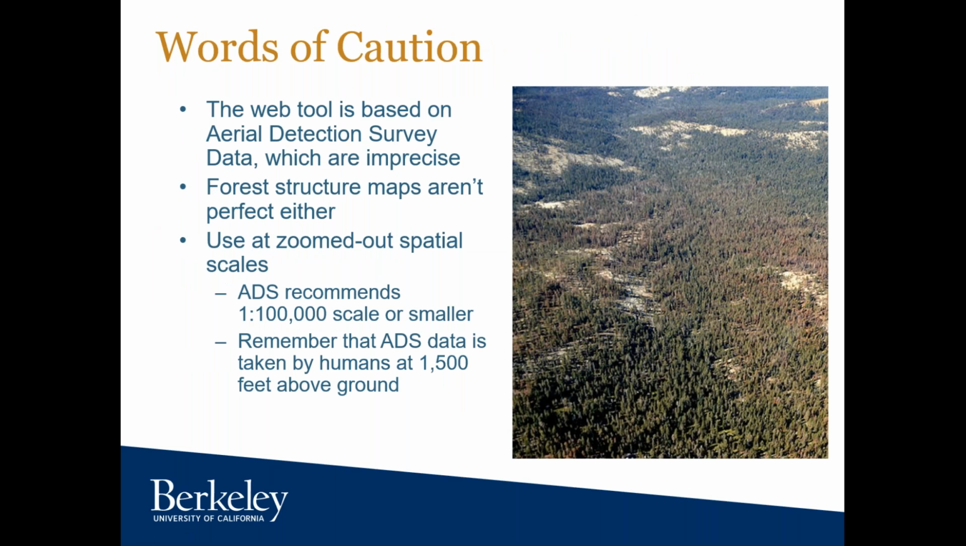I just want to reiterate that the aerial detection survey data is imprecise, and the LEMMA GNN forest structure maps aren't perfect either. I do think that this is a useful tool, but keep in mind that it should not be used at very zoomed in spatial scales. So if you're looking at tree mortality around an individual building, for example, it's not going to provide the level of precision that you're looking for. ADS folks at the Forest Service recommend using it at a scale of 1 to 100,000 or smaller. Just keep in mind when you're using your best judgment of how to interpret these data that it is recorded by humans at 1,500 feet above ground.